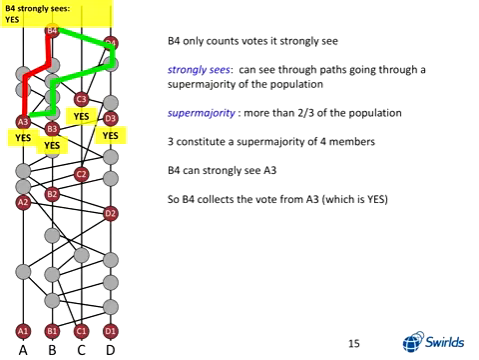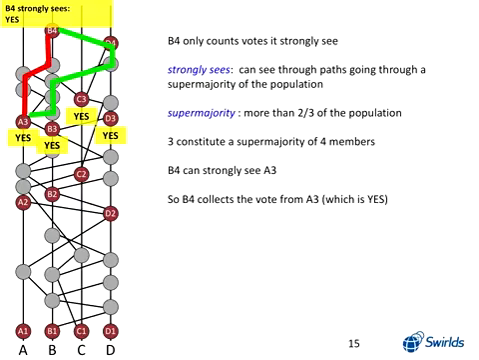To strongly see someone, you have to see them through a supermajority. That means more than 2/3 of the population. Now, when the population is 4 people, the only way to have a supermajority is to have 3 or 4 people. 3 people is more than 2/3 of 4. So to have a supermajority, you need at least 3. To have a supermajority of 100 people, you need 67 of them. So if you had 100 members, 100 full nodes in your network, you'd need 67 of them to be a supermajority. So for B4 to strongly see A3, it needs multiple paths that go through at least 3 of the population, 3 different members.